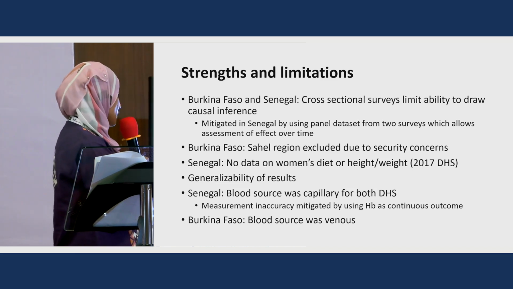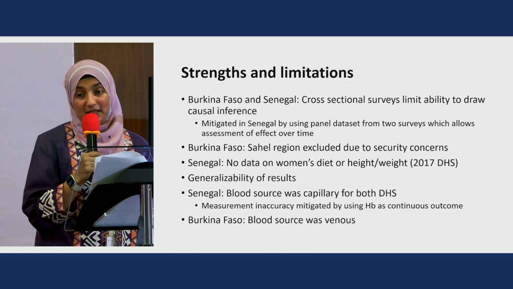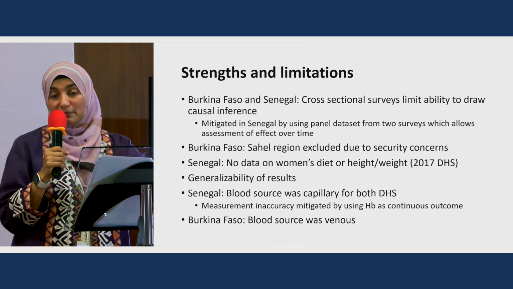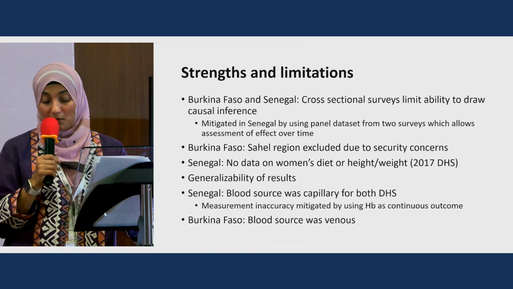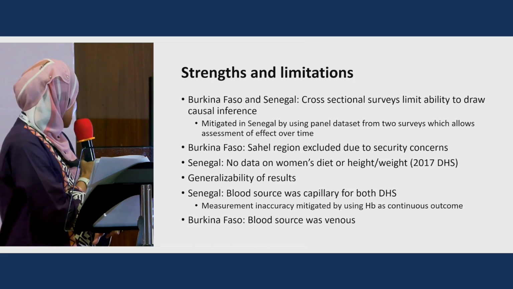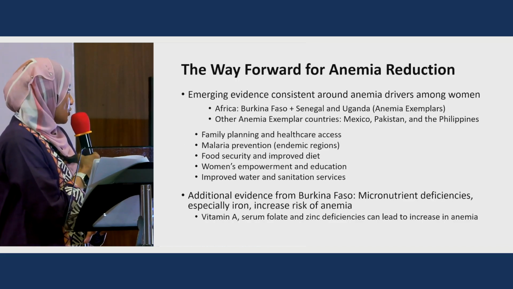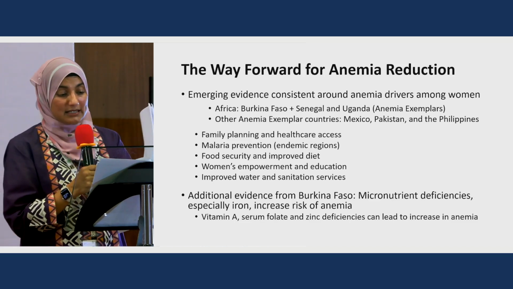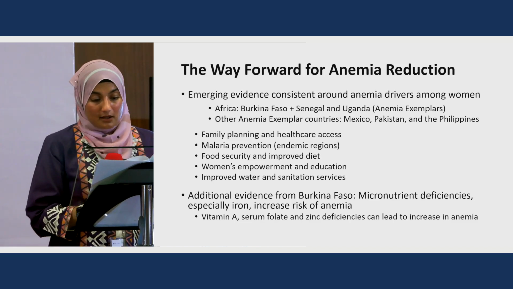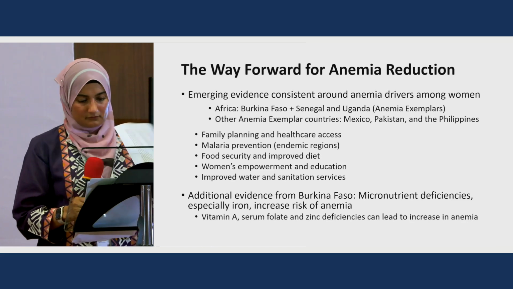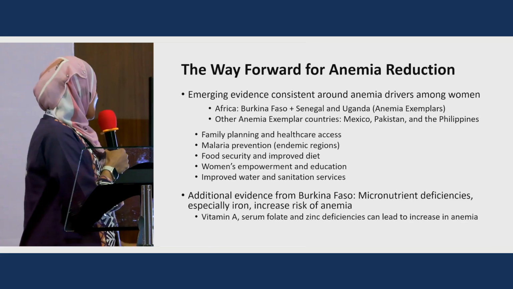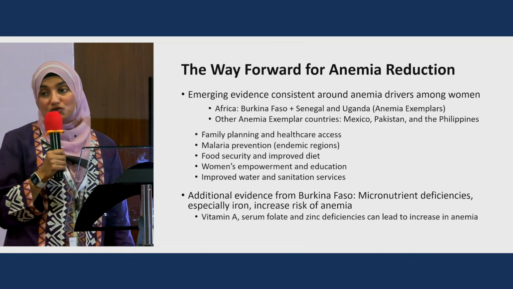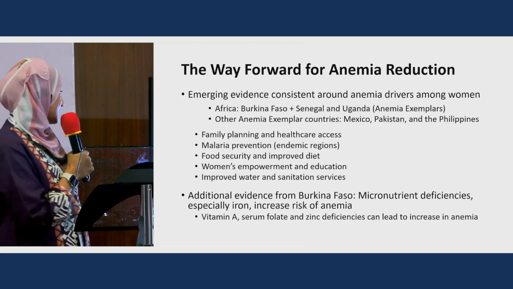And the major strength for Burkina Faso was, of course, that the blood source was venous. So our results of hemoglobin and therefore anemia estimates are more valid and reliable. Next slide, please. So what can we say about the way forward for anemia reduction among women? There is emerging evidence that is consistent across what drives anemia among women of reproductive age.